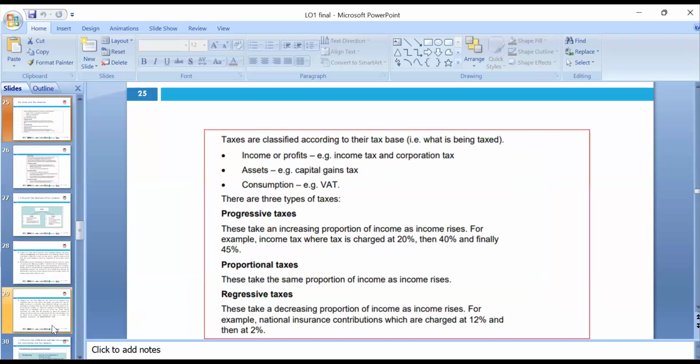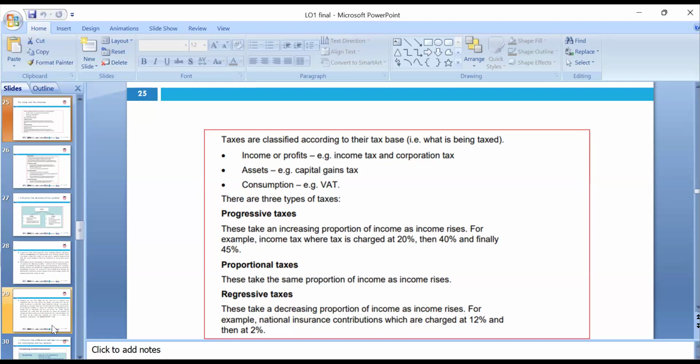Okay, so taxes can be classified: income tax and then corporation tax. Assets can be capital gains tax, and we can look at VAT, value added tax, as well. Progressive tax increases the proportion of the income paid as the income rises. For example, income tax of 20%, 40%, and finally 45%. And proportional tax is the same proportion of the income as the income rises.